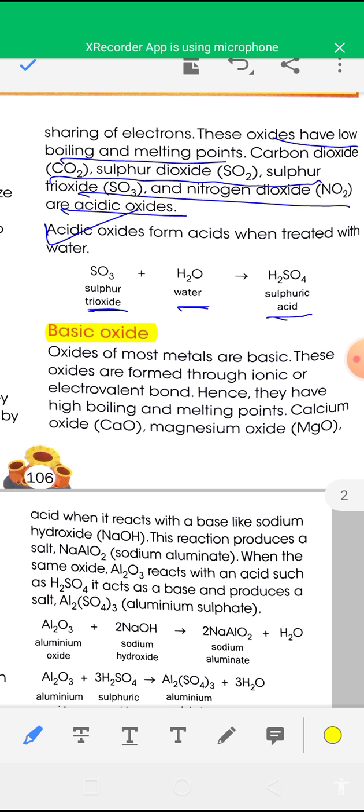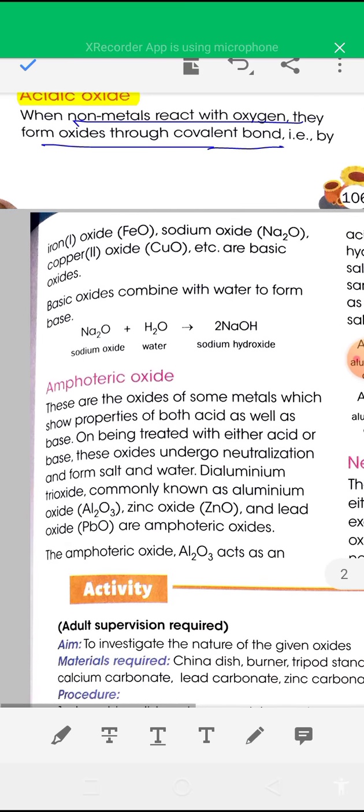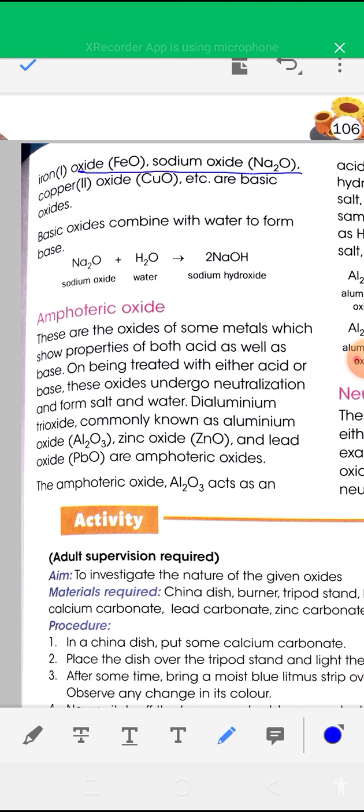That is metallic oxide. Oxides of most metals are basic, and these oxides are formed through ionic bond or electrovalent bond, and hence they have high melting point and boiling point. Generally metallic oxides like calcium oxide, magnesium oxide, CaO, MgO, FeO, Na2O, all these metallic oxides are basic oxides.